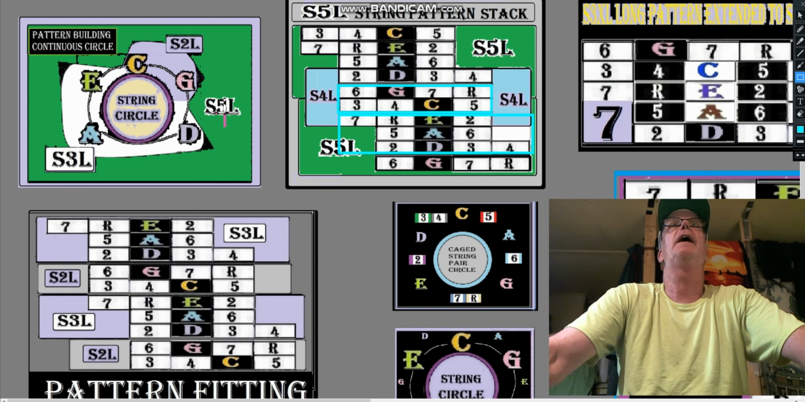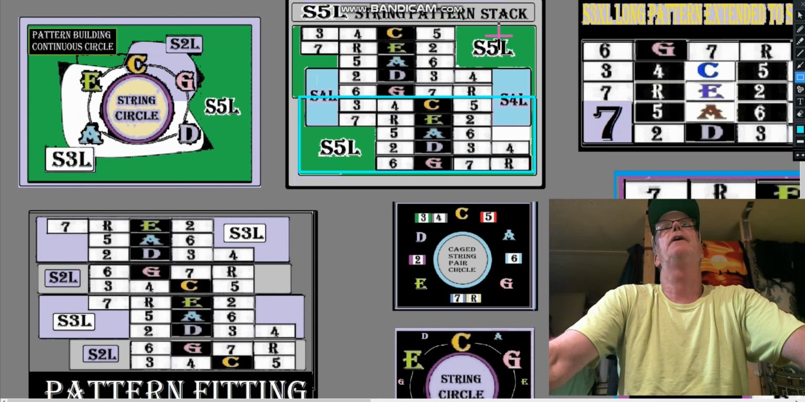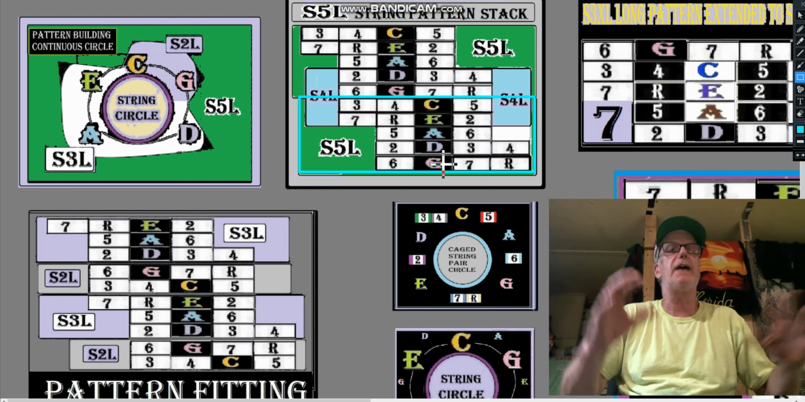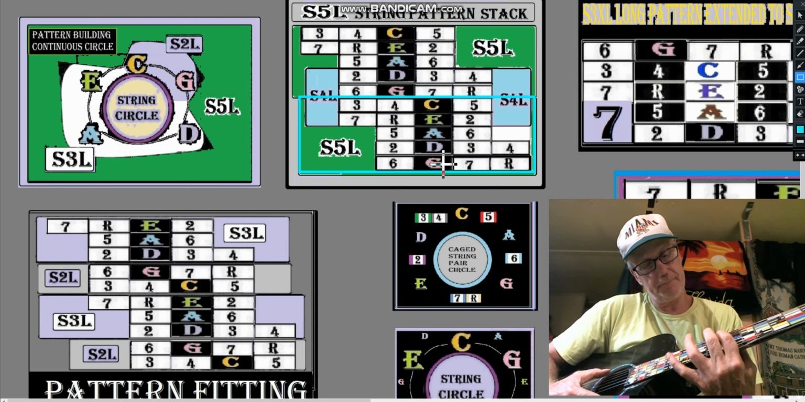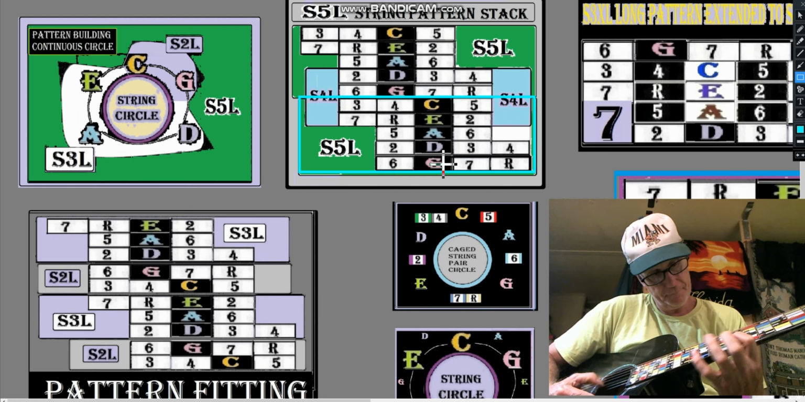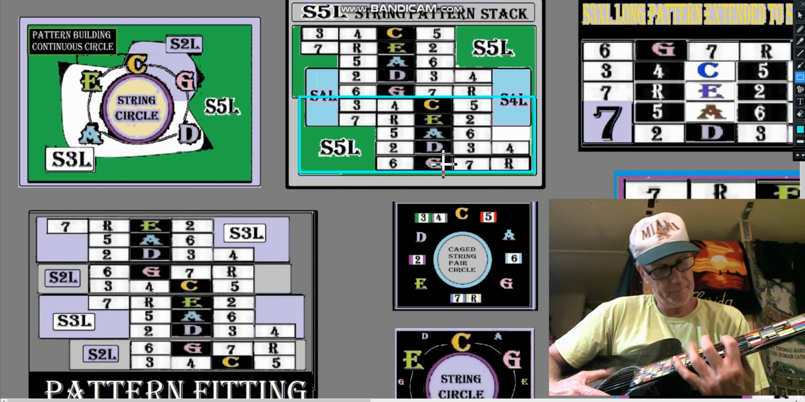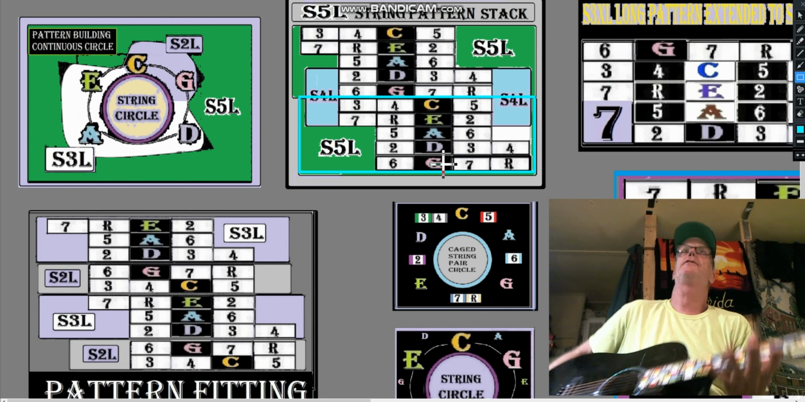Look at the S5L. Okay, so let's look at the S5L, which is right here. Here's one of them, because the whole pattern stack is 2 S5Ls. Here we have all 5 shapes. That's why the S5L is a good pattern to learn, because it has all 5 shapes. It's on the G pattern, so that's an S5L.